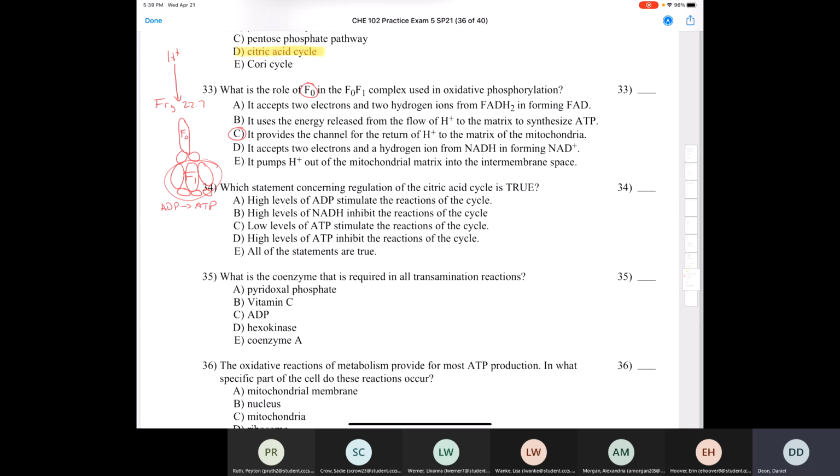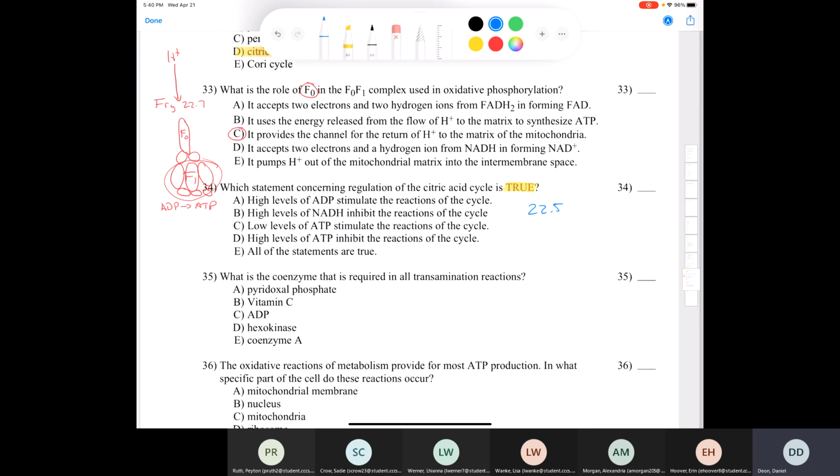All right, let's move on to question number 34. Again, the answer to 33 was C. Question 34, it says, which statement concerning the regulation of the citric acid cycle is true? So we're looking for true statements here. And if you look in your textbook, there's a whole section where it deals with the regulation of the citric acid cycle. So that's section 22.5 in your textbook, which is called the control of the citric acid cycle.